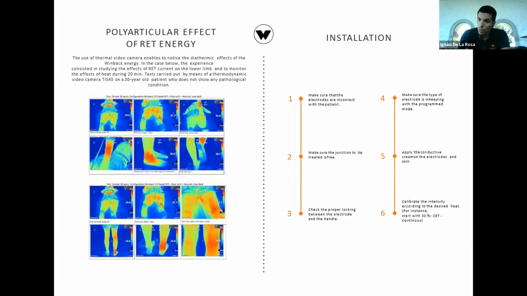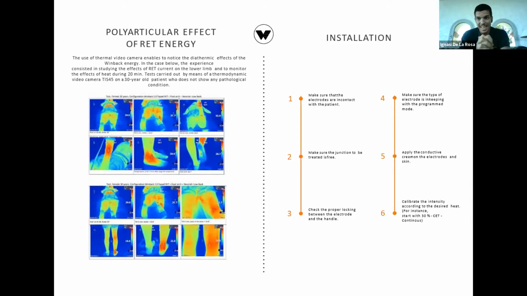And to understand these videos, I need to explain really quickly the installation of the machine. So what we need first of all is to put the return plate and the mobile electrode in contact with the patient, okay, with the cream, that is a conductive cream. And then let's program the machine with the capacitive or the resistive mode. Most of the times we start with the capacitive because that is going to allow us to increase the temperature in the first centimeters of the tissue. And then we can go deep with the resistive modality through the treatment.